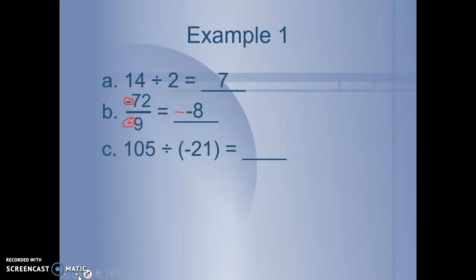105 divided by negative 21. Again, we have unlike signs. With unlike signs, our quotient is negative. Go ahead and divide that one on your own and then check your answer. Negative 5. Great job. Here we have negative 864 and negative 36. Because they have the same sign, our quotient will be positive. Do that one on your own and you should end up with 24.